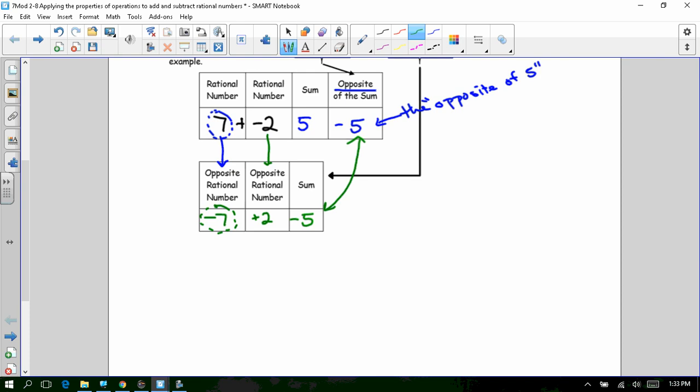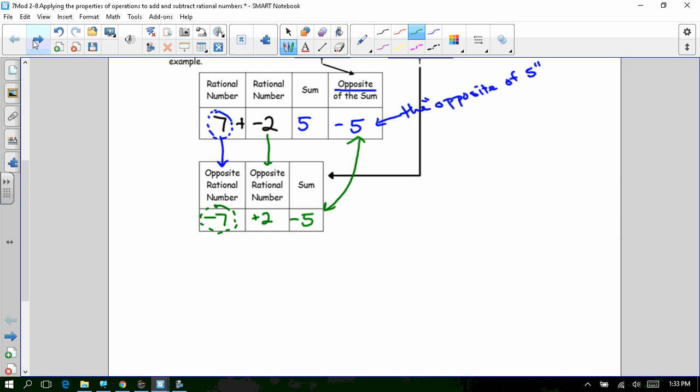They're the same, exactly. So you should catch that. The opposite of the sum is the sum of the opposites. I can say them either way, and I should get the exact same answer. The opposite of a sum is the sum of the opposites.